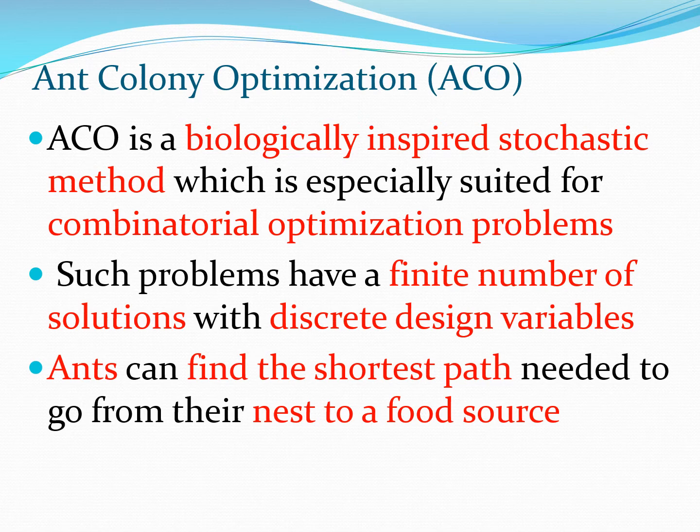So ant colony optimization, also known as ACO, is one more biologically inspired stochastic method, and this method is specially suited for combinatorial optimization problems, which are essentially problems which have a finite number of solutions, typically have discrete design variables. Now, the property of ants which makes them very useful for this method is that they typically find the shortest path needed to go from their nest to a food source.